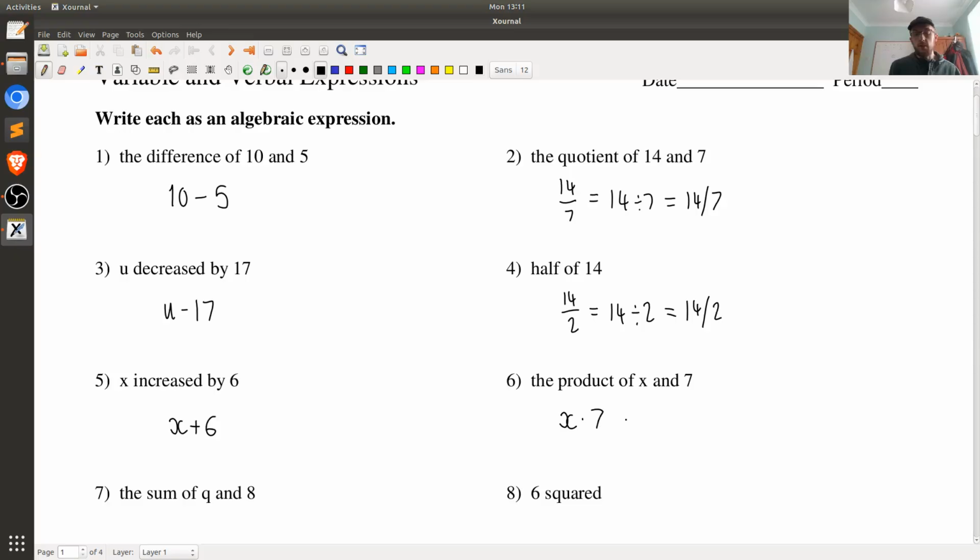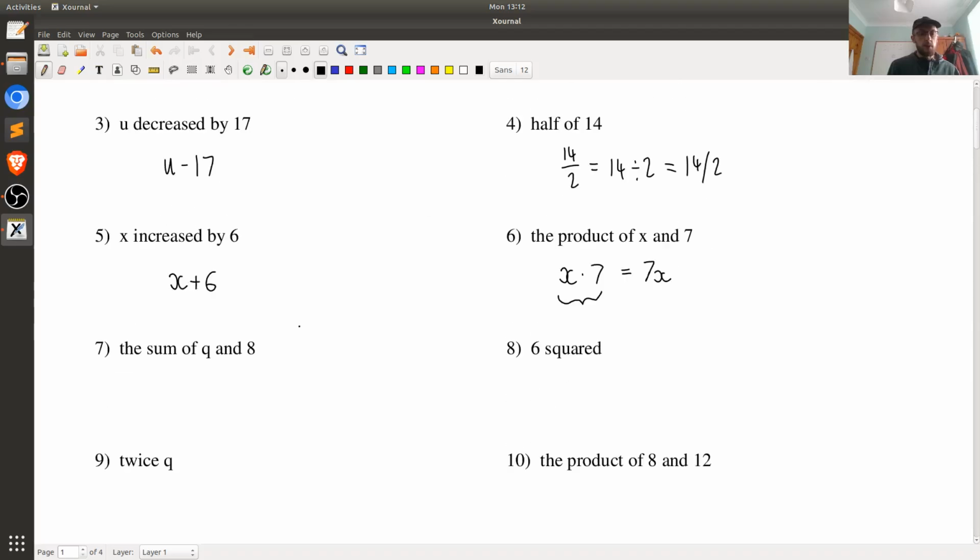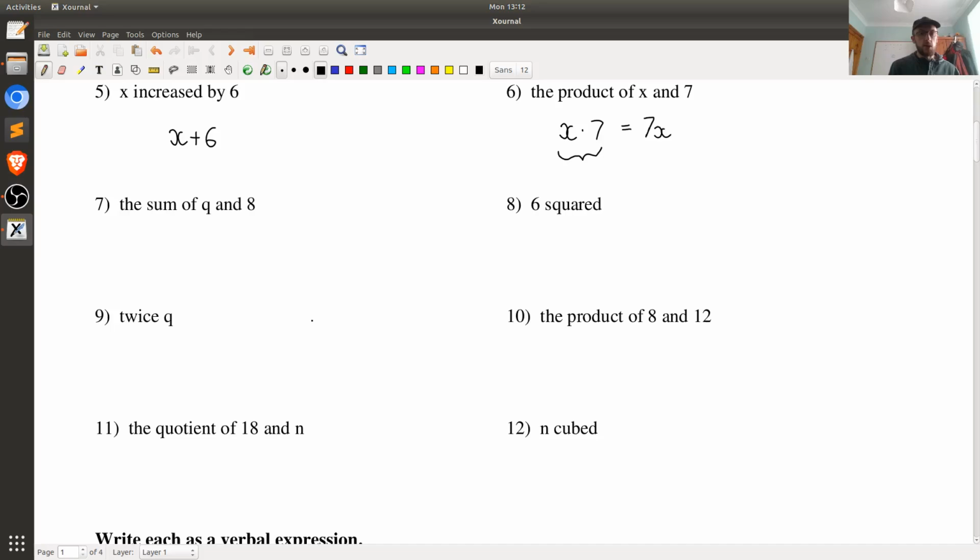dot 7. We don't write X and then the multiplication symbol followed by 7 because the multiplication symbol looks like the letter X. You may also write 7x, although it appears that here they have them in this order for a specific reason, to test whether or not we can express it this way, and we can. The sum of q and 8 is written as q add 8.